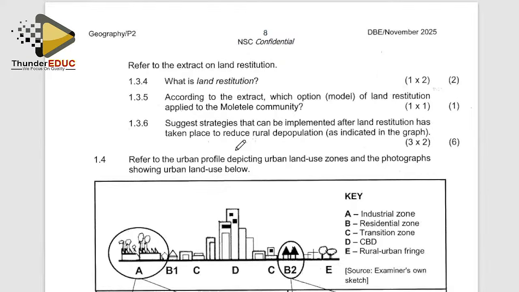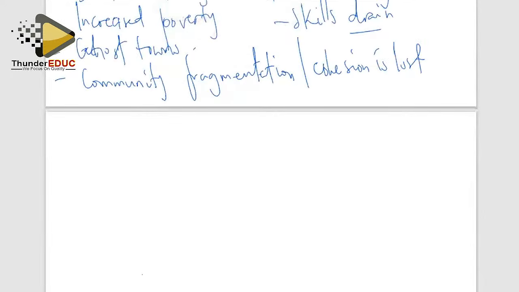Right, then we take the next question. Refer to the extract on land restitution. What is land restitution? That's the question. We are going to define it in very simple terms. We don't want to complicate life. That is question number 1.3.4. I'm just going to highlight the basic idea.